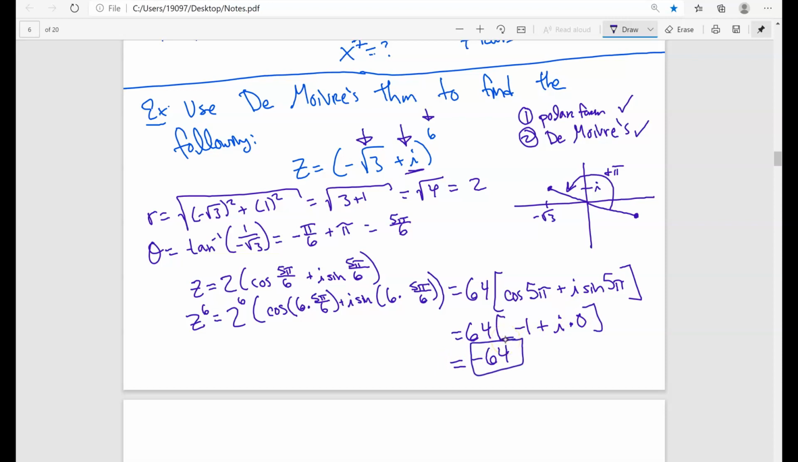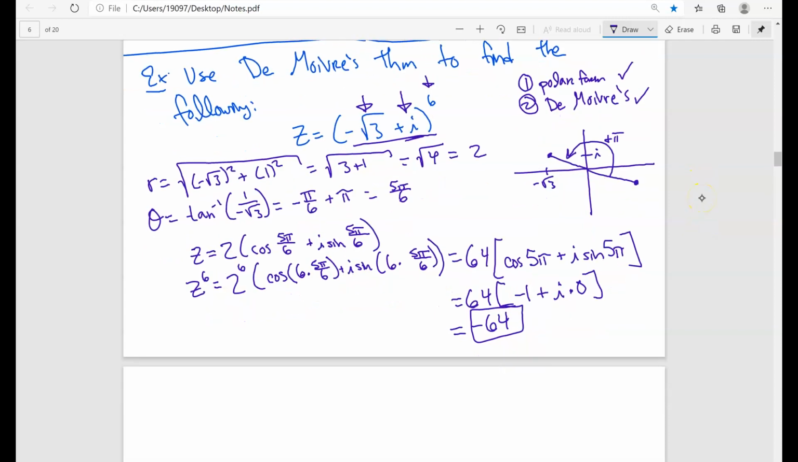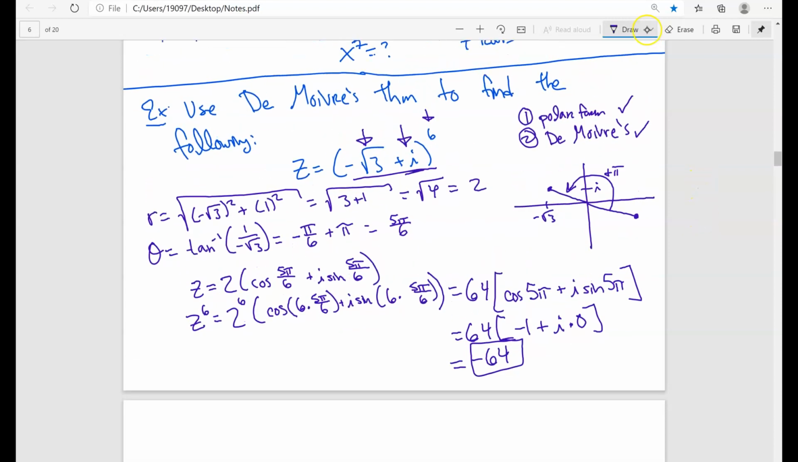Okay, so basically what this means is that if I were to continuously FOIL this 6 different times, I'm just going to get -64. So I'm not going to go ahead and FOIL this 6 times. We're just going to say this is the answer. Okay, so that's kind of how you use De Moivre's theorem.